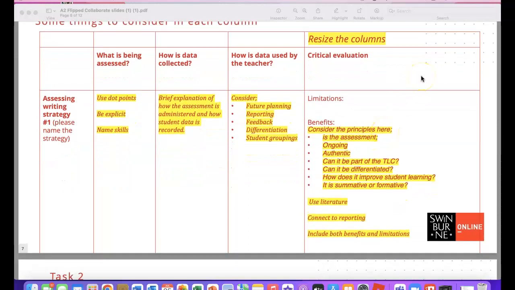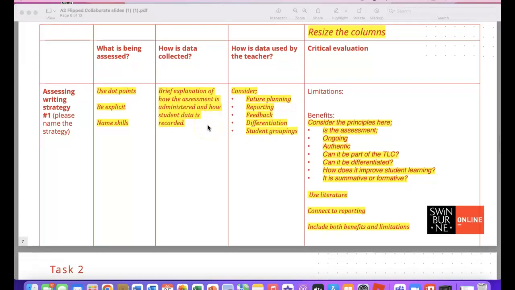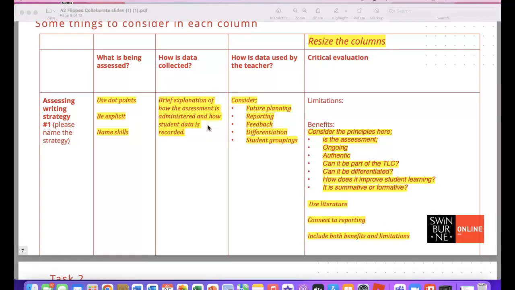So in a little bit more detail, your writing assessment is going to be, say, number 1, and you're going to list it. Then you're going to have your dot points of what is being assessed. Be really explicit about naming the particular skills. How the data is collected is a brief explanation of how the assessment is administered. How is it done? And how is student data recorded? So how is it conducted and how is that data then written down?